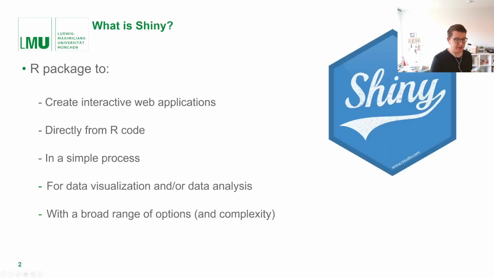So what is Shiny for those who haven't heard of it yet? Here on the right side you can see the logo. Shiny, basically it is an R package. It also exists in Python, but we are going to look at this R package. It is an R package to create interactive web applications. So basically if you want to simplify it, something like an interactive website, it can be created directly from R code, which is really beautiful. You're gonna see that throughout the next sessions in a quite simple process.